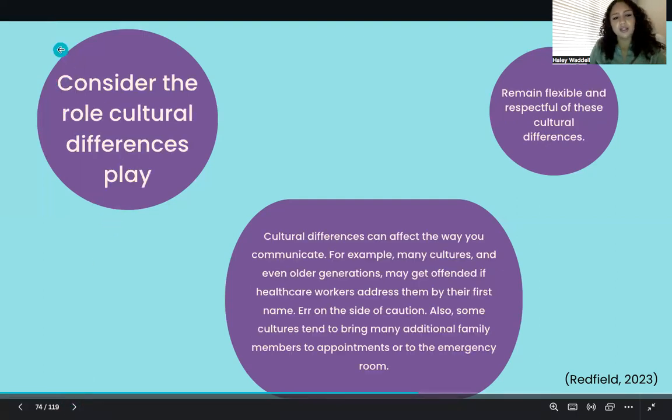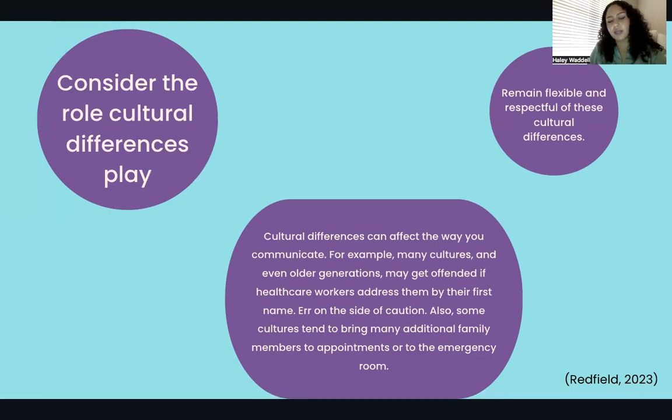And then also consider the role cultural differences play. Figure out their culture, their background, and the language they speak, as much as you can, so you can move forward and be respectful of their culture, because cultural differences do affect the way we communicate. For example, many cultures and even older generations may get offended if healthcare workers address them by their first name. So err on the side of caution, especially when you're dealing with a new language or new ethnicity or new culture that you're not super familiar with.